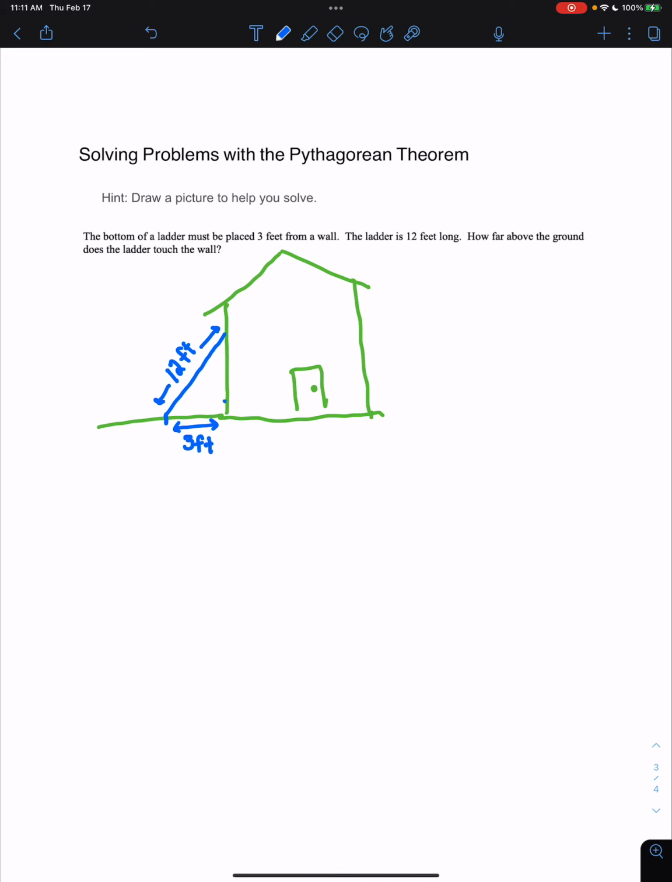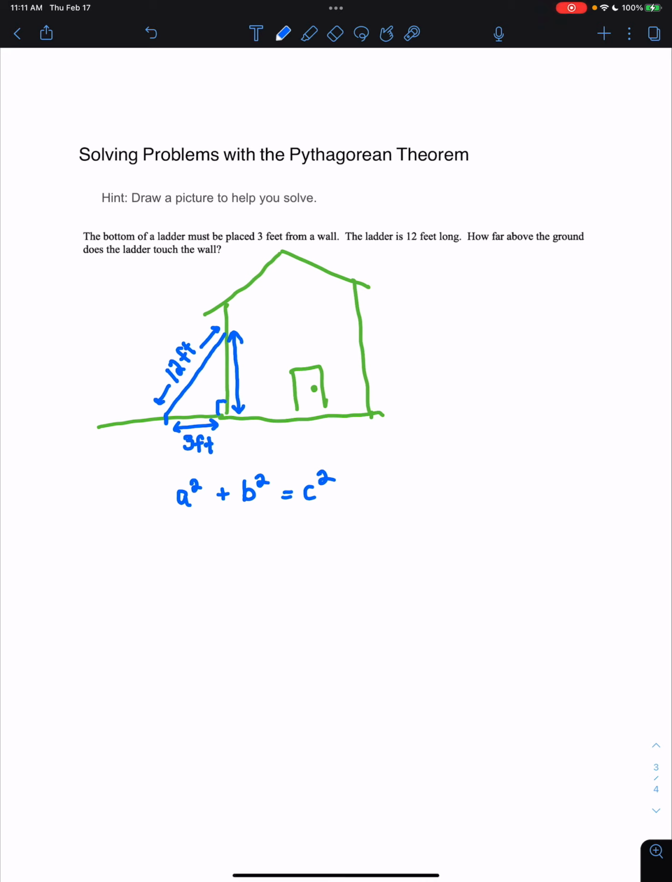So look at here. I've got a right triangle. Surprise, surprise. So I want to know how far above the ground the ladder touches the wall. So I'm looking for this distance up and down here. So now I've got a right triangle, and I can use my Pythagorean theorem: a squared plus b squared equals c squared.